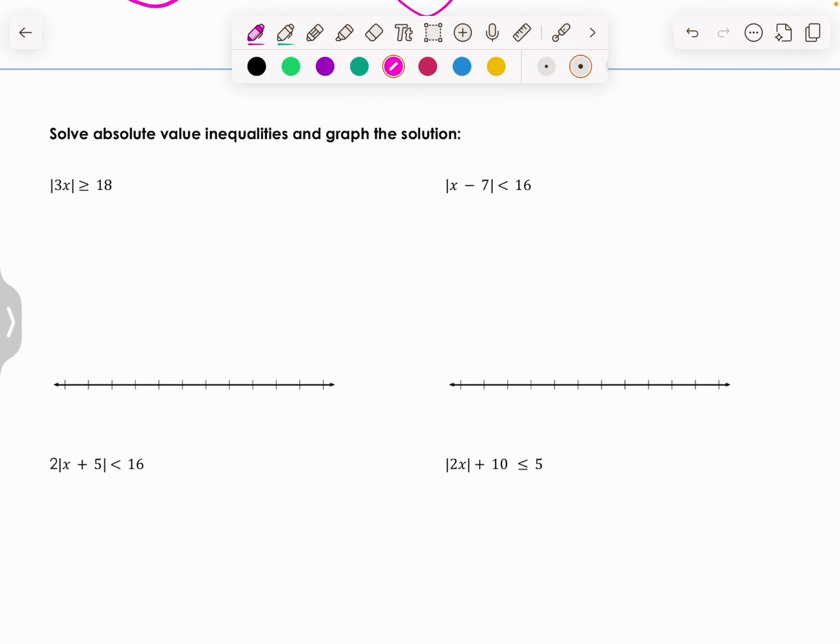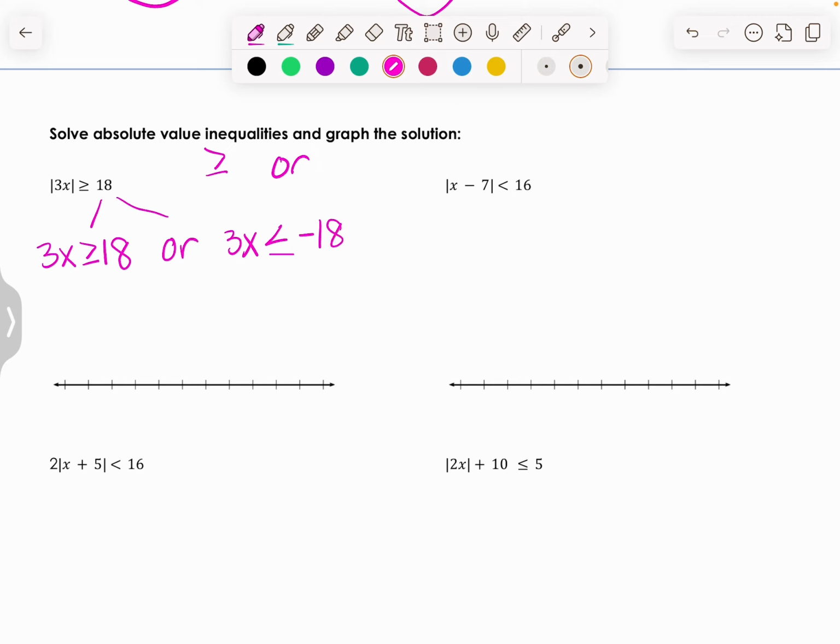Okay, so we have the absolute value of 3x is greater than or equal to 18. So since we have greater than or equal to, we want to do or. So what we're going to do is split this into two equations. We're going to say we have 3x is greater than or equal to 18, so just the original equation without the absolute values. And then it's going to be or 3x, and we're going to flip the inequality. So we have less than or equal to, and we're going to make the 18 negative.